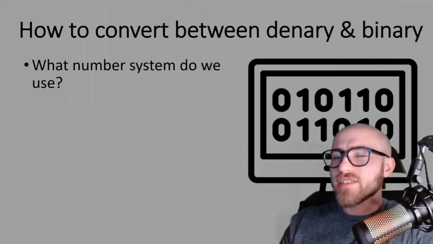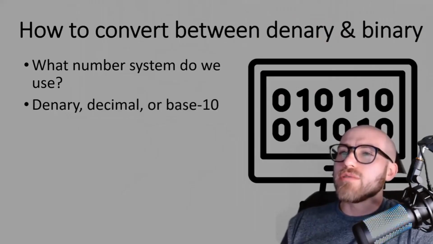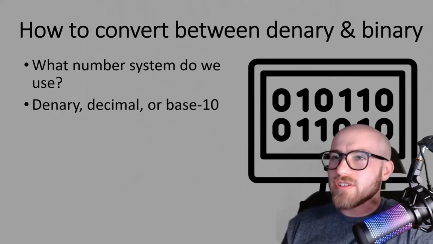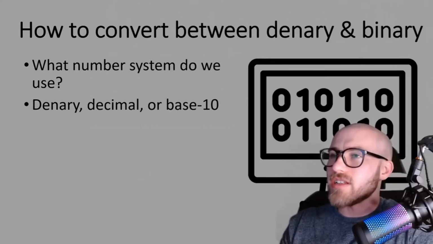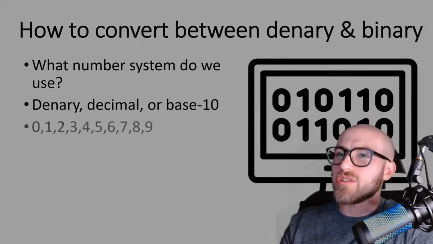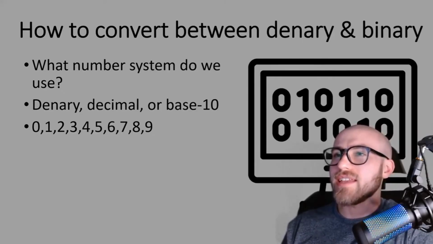So in this session, we are going to be learning how to convert between denary and binary. And the first thing we need to know is what number system we use. Now, it can be referred to a few different things. You've got denary or denary, as some people say. You've got decimal or base 10. Now, the reason it gets called base 10 is probably the most accurate name for it. And that's because we use 10 different values in our number system. So we've got from 0, 1, 2, 3, 4, 5, 6, 7, 8, and 9.